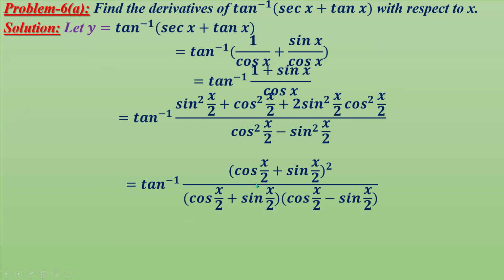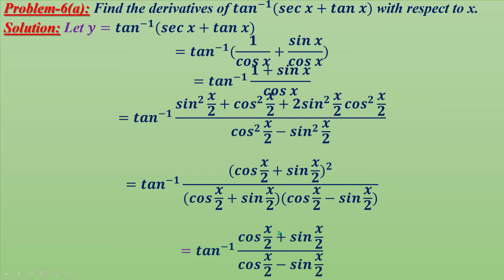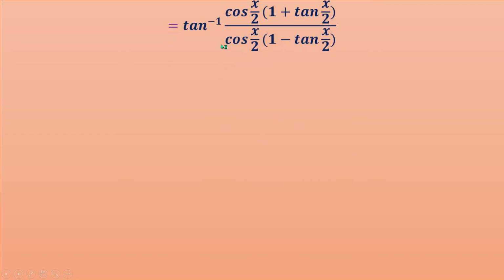And here it will be a square minus b square, so a plus b into a minus b. Now this and this cut, so here it will be only cos x by 2 plus sin x by 2, and here cos x by 2 minus sin x by 2. Clear? Now take common cos x by 2. Next line, here tan inverse of cos x by 2 into 1 plus tan x by 2, because here it will be sin x by 2 divided by cos x by 2, which means tan x by 2. Here also the same. So cos x by 2, cos x by 2 cut.